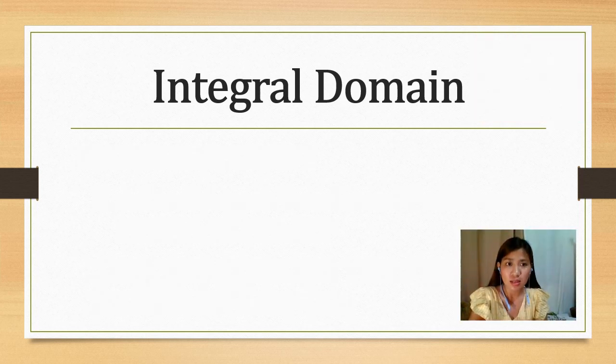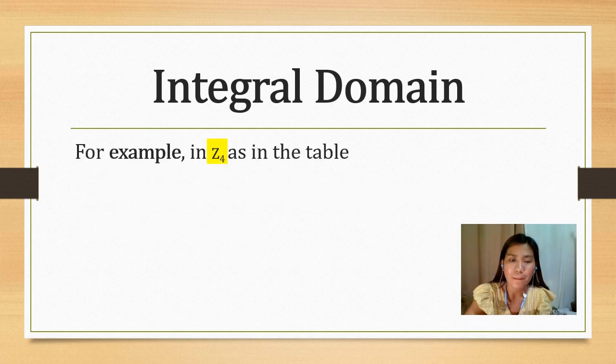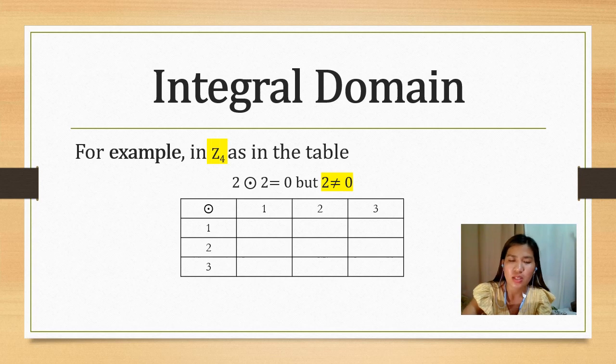Now, let's discuss zero divisors. If A circle dot B equals 0 and A is not equal to 0 and B is not equal to 0, then we call A and B zero divisors. For example, in Z4 as in the table, please take note that Z4 here is closed under multiplication modulo 4. So now let us try to fill in the composition table with its values.